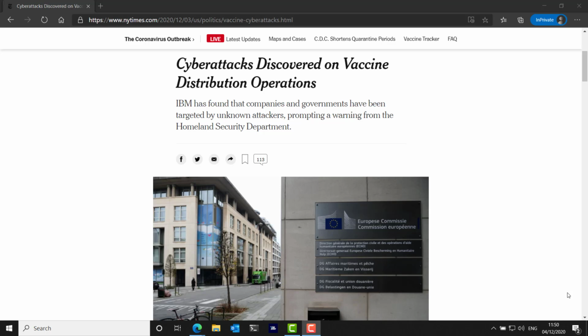Honestly, the only real takeaways from the report are that the Department of Homeland Security in the United States has issued a warning, and that attacks are targeting executives' login credentials, specifically around the freezing or refrigeration process of the vaccine. All the rest, about a potential ransomware attack and which country it's coming from, is just speculation on the part of the New York Times and their sources.